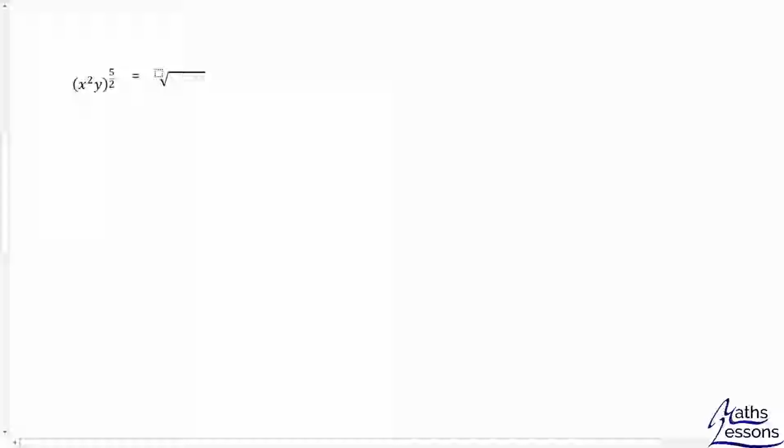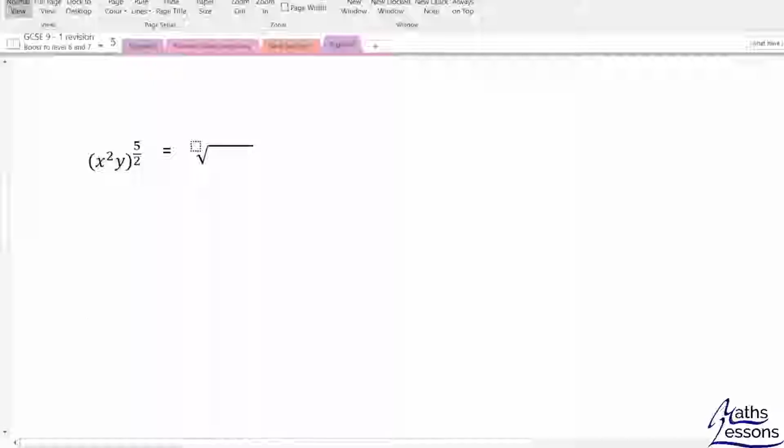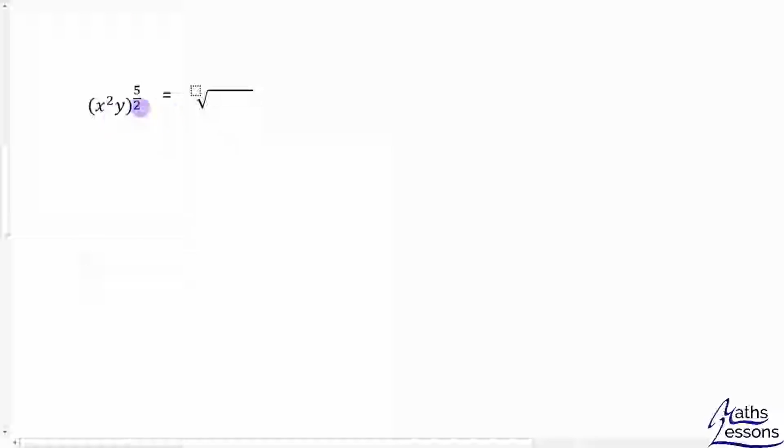Sorry about that. Not had so much preparation to get the size of this. It's still probably a little bit small. Let's just zoom in again a little bit more. There we go. So we've got x squared y to the 5/2.